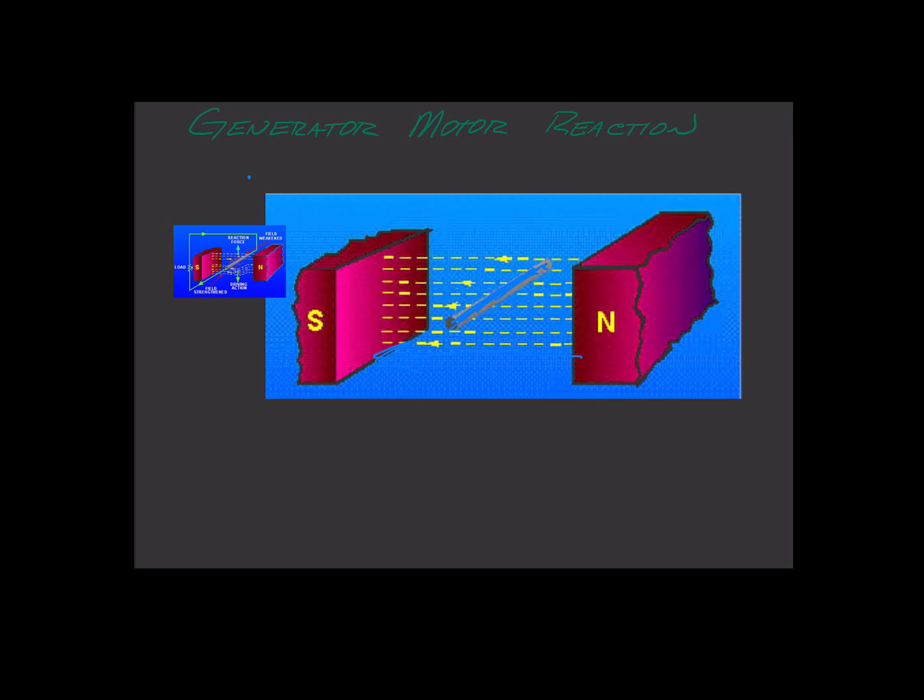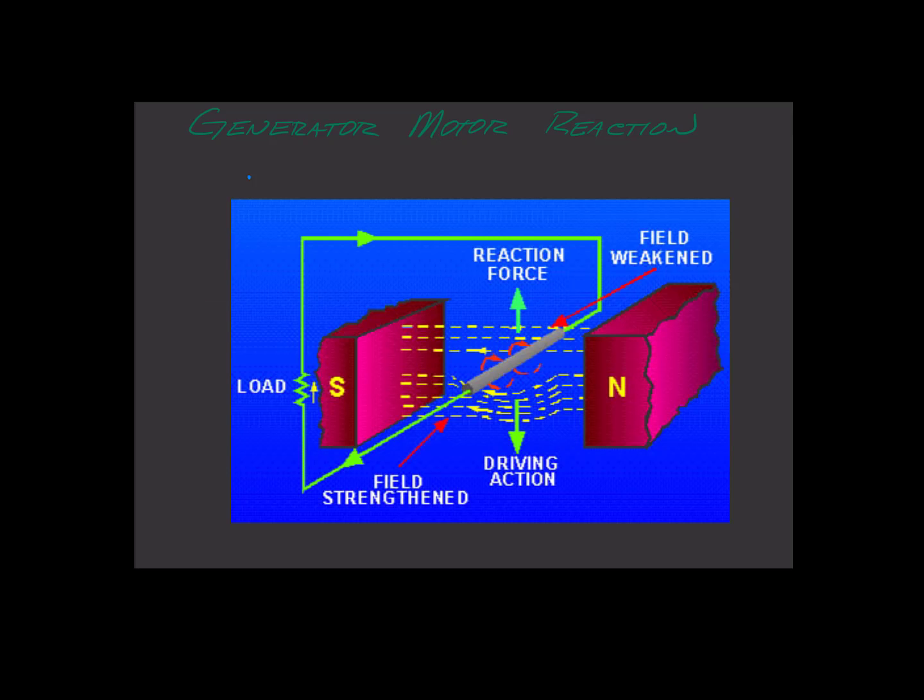Now, when there's no current flowing through here, this armature piece is not making any magnetism, right? There's no current flowing through there. There's nothing happening. No problem. Now, let's look and see what happens once we actually start using this generator. So we've taken, again, just the one conductor of the armature, and we've connected it, the green line shows, through a load. So we have current flowing through the external circuit and back through the armature.